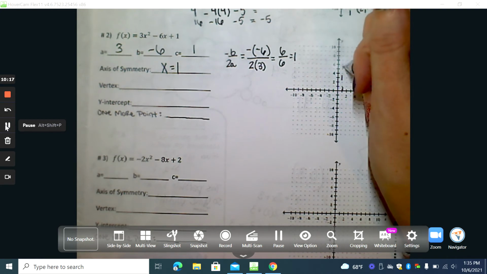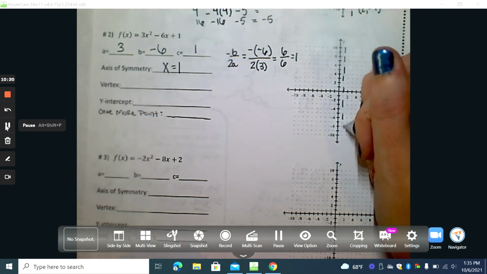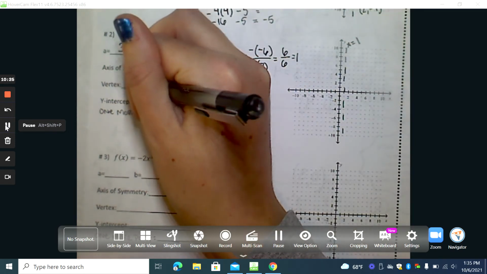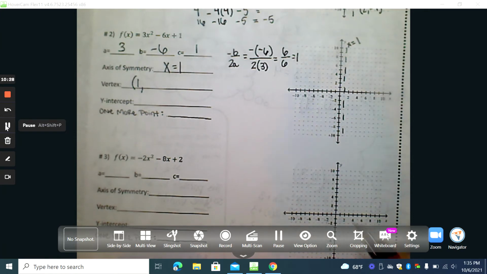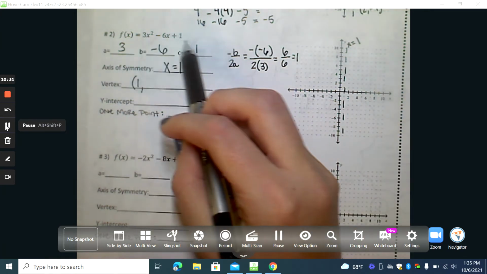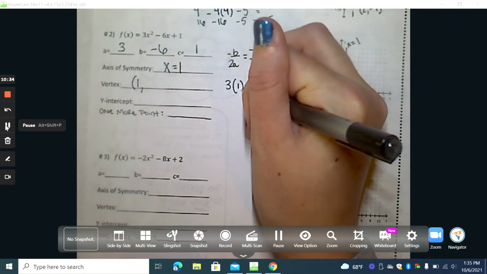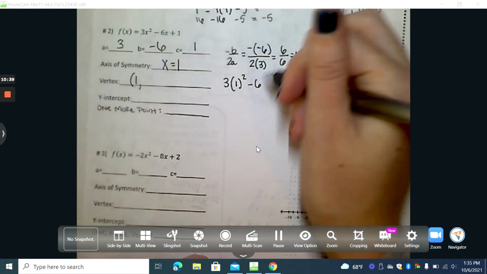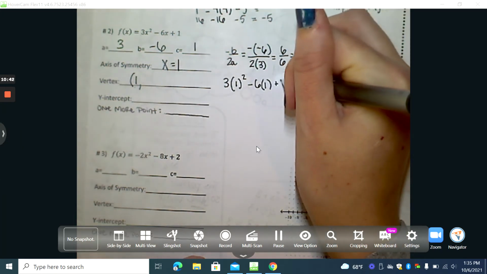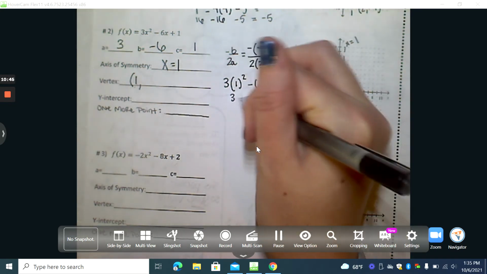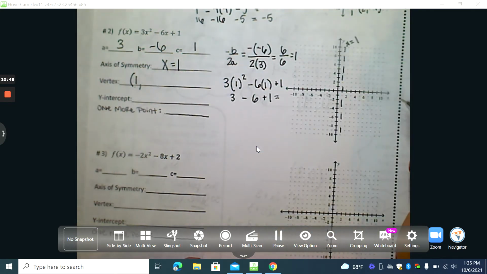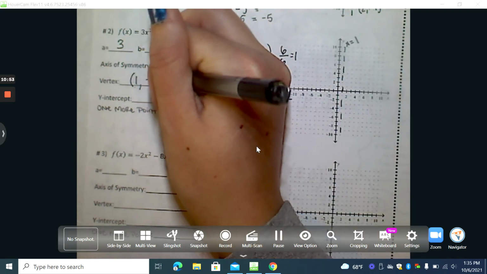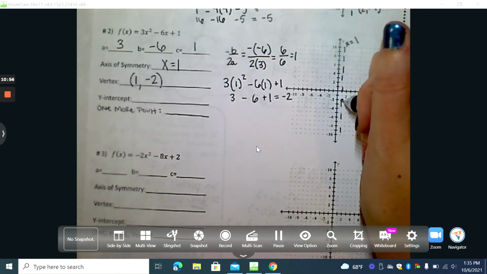So I'm going to go ahead and draw my axis of symmetry straight up and down my line at x equals 1. And since axis of symmetry is 1, I know my x vertex is 1. So let's go ahead and plug 1 into everything up here. 3 times 1 squared minus 6 times 1 plus 1. So in other words, I have 3 minus 6 plus 1. 3 minus 6 is negative 3, plus 1 is negative 2. (1, -2), which is right down here.